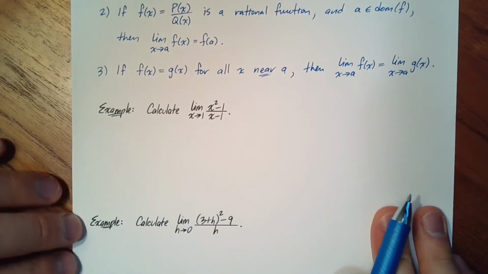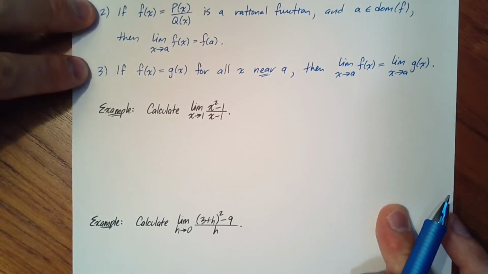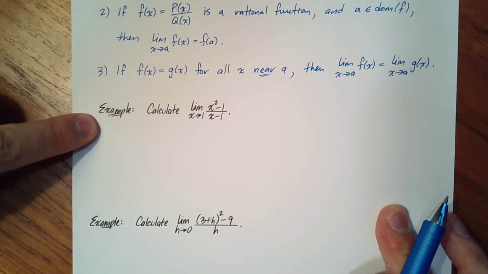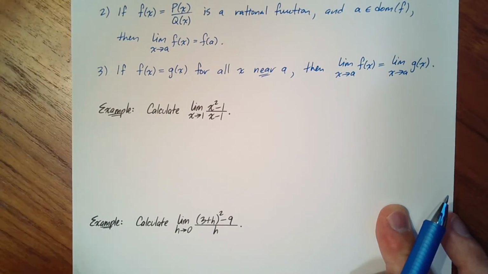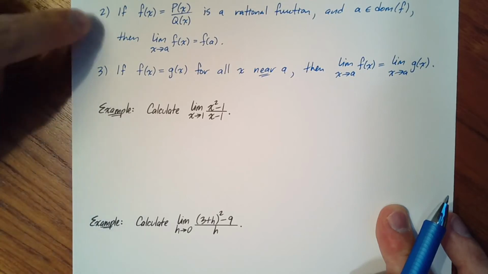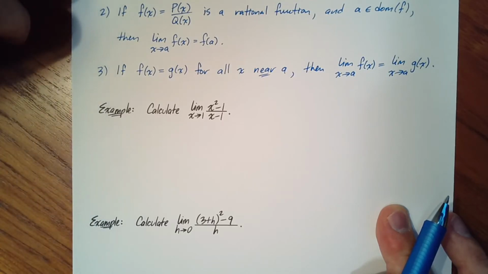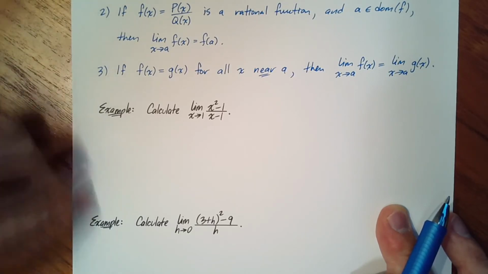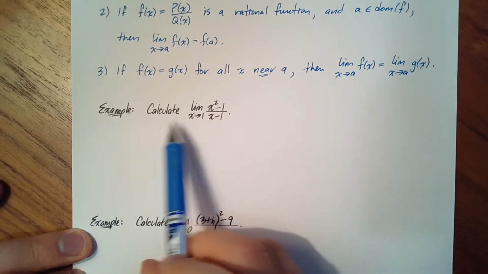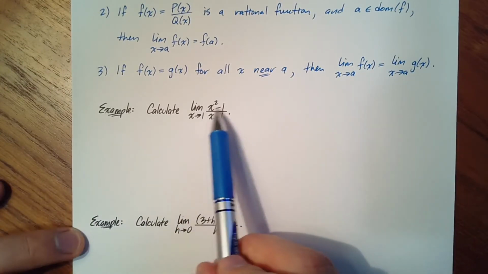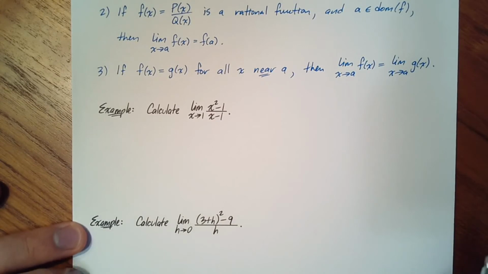Okay, and we're actually going to use property 2 as well when we work out... actually, pardon me, no, we won't. But in some of the other examples, we use property 2 as well. We're actually going to use property 1 and property 3 for this example, and you'll see why. So we're asked to calculate the limit as x approaches 1 of x squared minus 1 over x minus 1. Let's work this out.